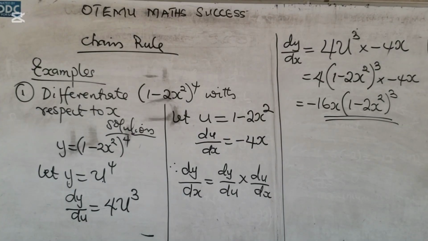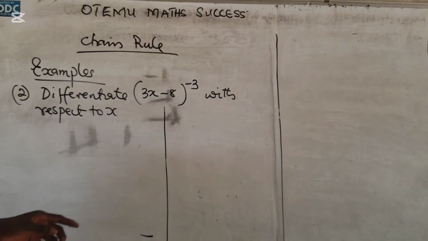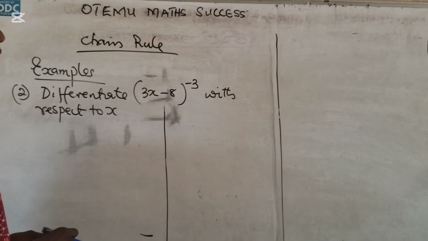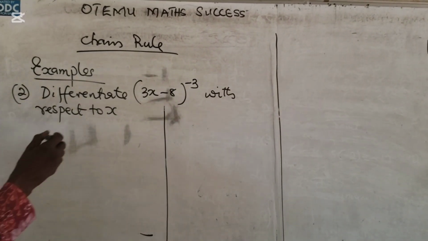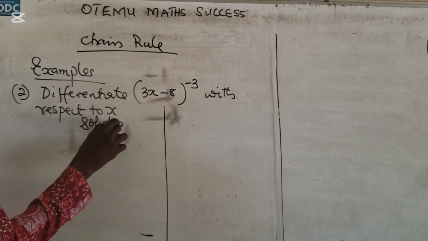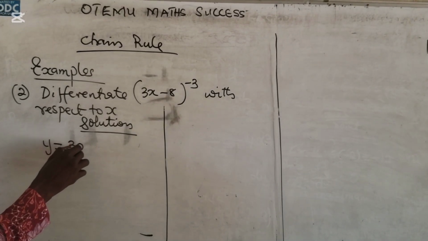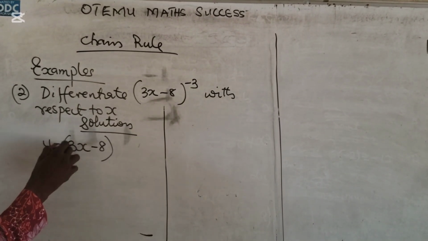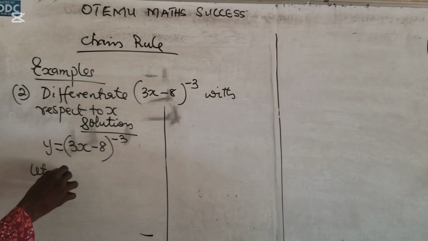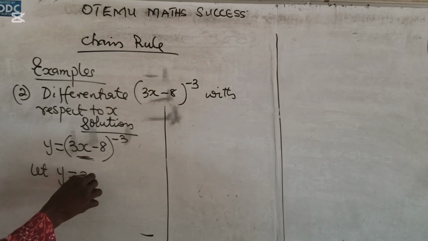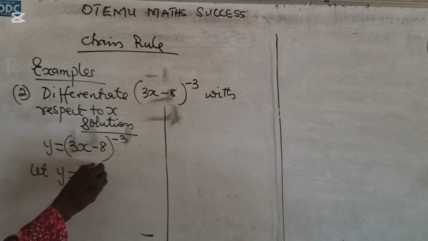Let's solve example number 2. We are asked to differentiate (3x minus 8) raised to the power of minus 3. So we now write the solution. y is equal to (3x minus 8) raised to the power of minus 3. Let y be u raised to the power of minus 3, where the bracket is u.